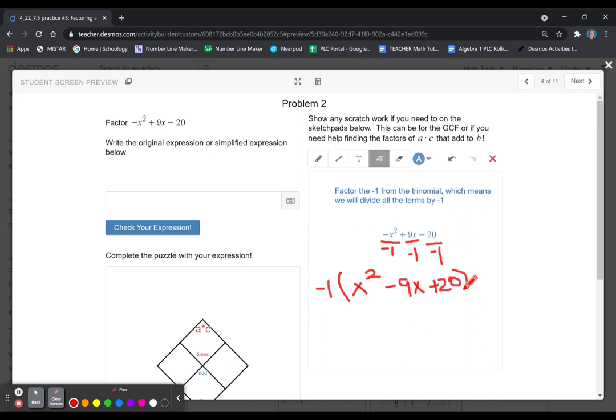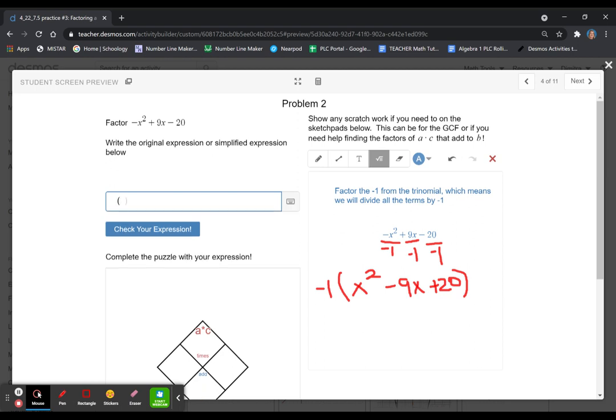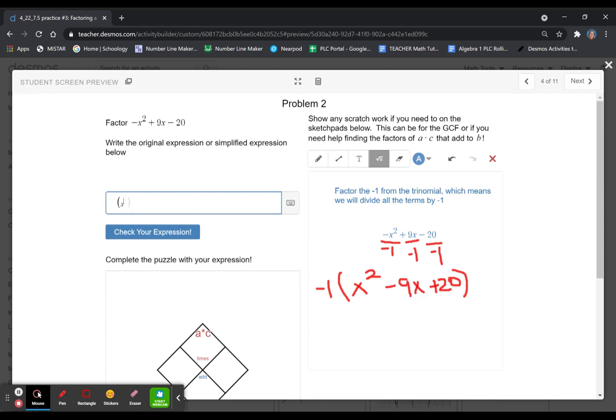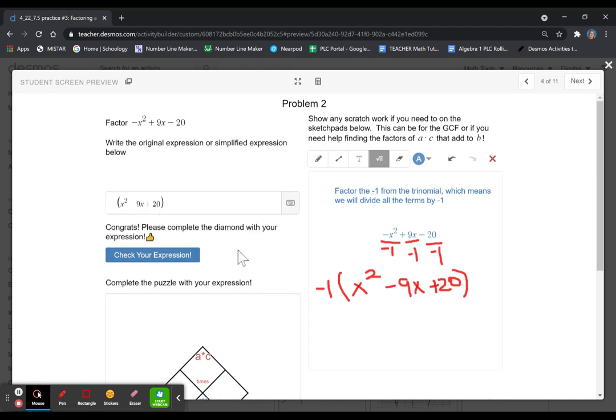So then our factored form is negative 1, but I don't think it's going to like the negative 1. You don't have to write it, you just write the negative sign. Negative 1 times x squared minus 9x plus 20. All right, check your expression. Congrats, we got it right.